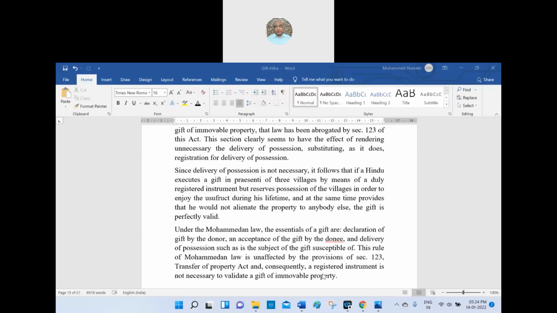Do you want to contribute anything? Yeah, the sound capacity, mind. I told you, capacity means you should be a major. Number two, it should be sound mind.